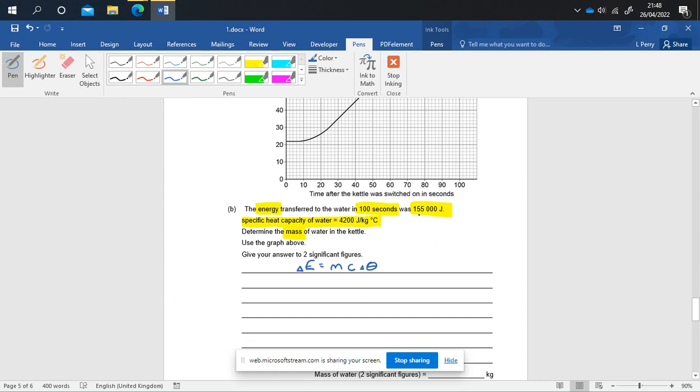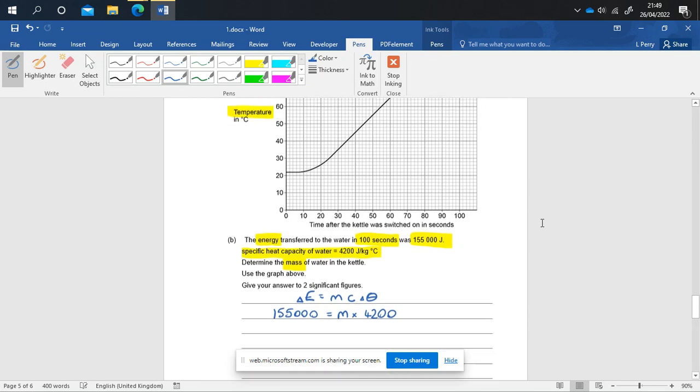But we're given energy, so I'm going to write that in. 155,000 equals. Now I'm asked for mass. I don't know it yet, so I'm going to leave it as M. I've got specific heat capacity, so I can put that in, 4,200. And then going back to the equation sheet, that was temperature change. Now, I've not got that, but I was told to use the graph. And I'm told this is for 100 seconds.